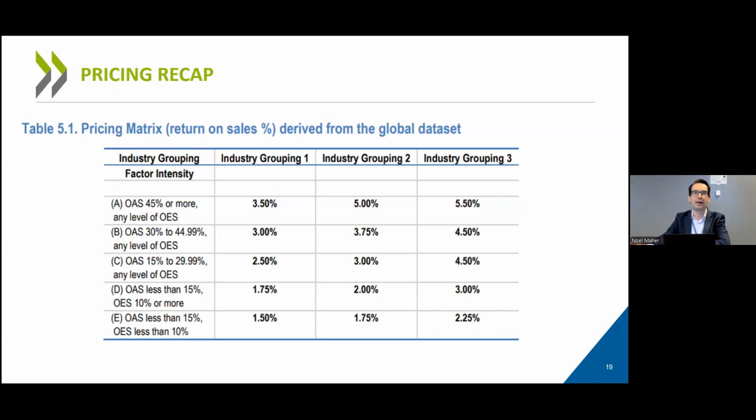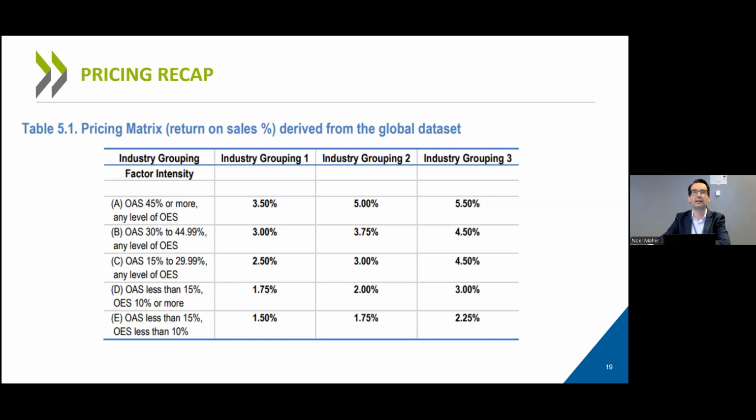Now, recognizing the challenge of hitting a single number, the guidance does provide for some flexibility, such that taxpayers and tax administrations can work with the return referenced in the respective cell, plus or minus 0.5% around that point. So just as an example, at the low end of the pricing matrix, if you are an in-scope distributor operating in industry grouping 1 with the lowest levels of OAS and OES, an Amount B return can range from 1% to 2% return on sales.